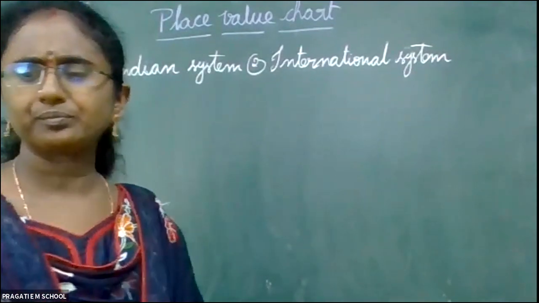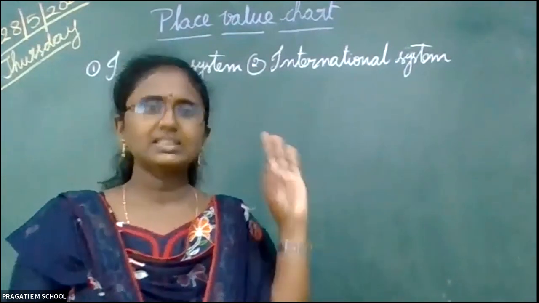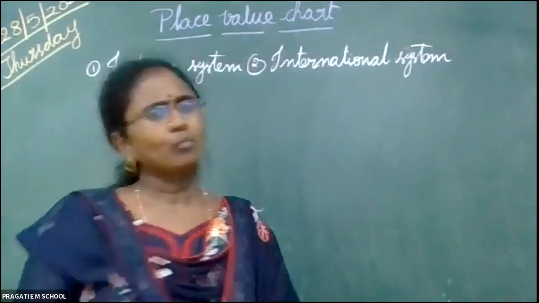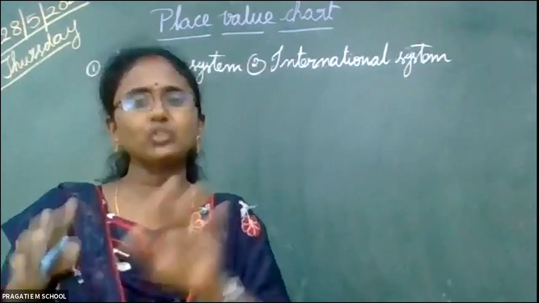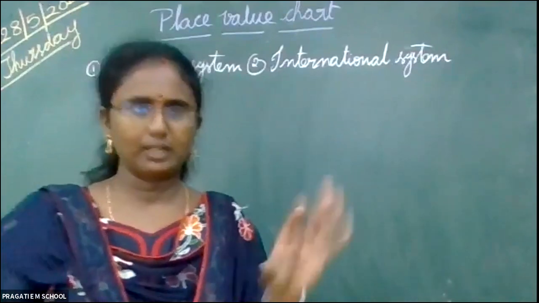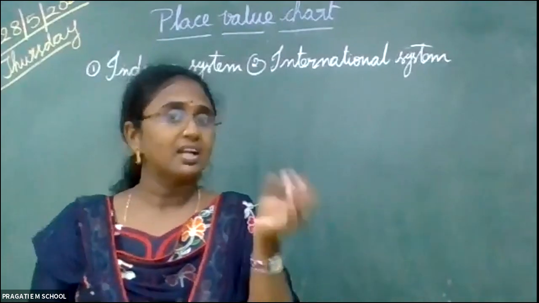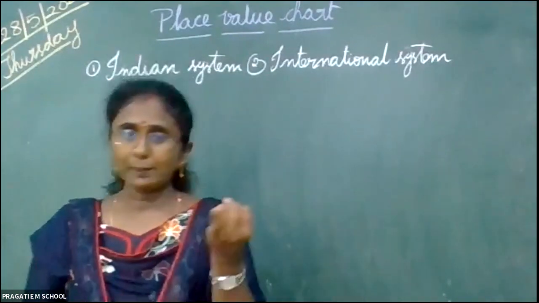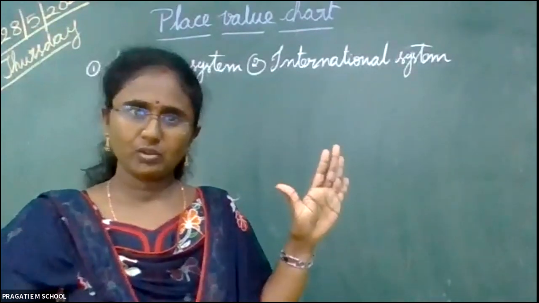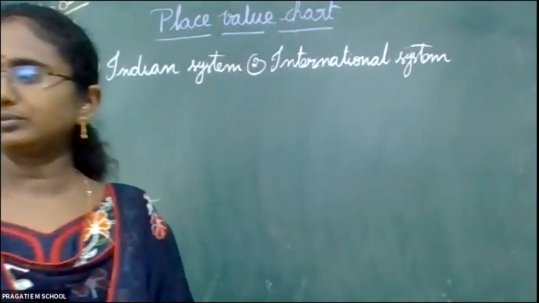Okay, children? What are the places? Once tell me the Indian system. Ones, tens, hundreds, thousands, 10,000s, lakh, 10 lakh. There are more, but in 4th class we are learning up to 10 lakhs only. If anyone asks what the Indian system places are, you must tell that immediately: ones, tens, hundreds, thousands, 10,000s, lakh and 10 lakh.